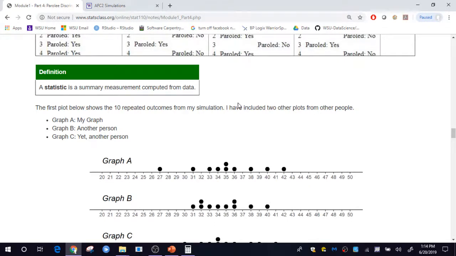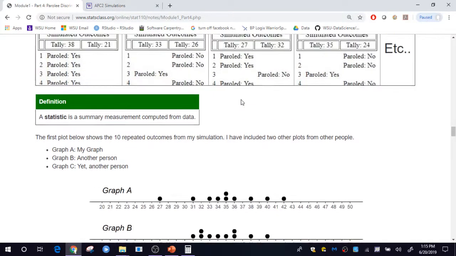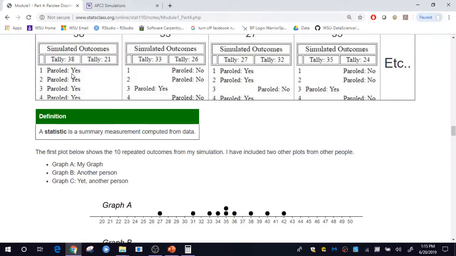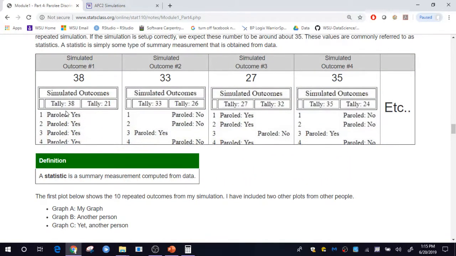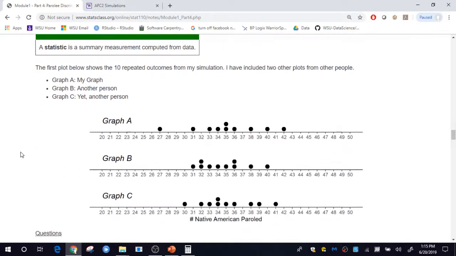There on the screen is the definition of a statistic. Again, that's just a summary measurement computed from the data. And the summary that I'm computing here is just trying to keep track of how many people received parole. I guess another statistic would be the number of people that did not receive parole, but I only need to keep track of one of those here. So if I know that 38 received parole, then I know that 21 did not, because I have a total of 59 individuals here. So it's only necessary to keep track of one of those quantities. And here I'm going to keep track of the number that received parole.